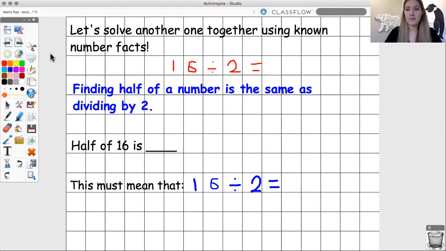Let's use number facts. So let's figure out what is 16 divided by 2. And let's remember, finding half of a number is the same as divided by 2. So I'd like you to have a think about what is half of 16. Try not to use any items. Try and do this in your head. Don't use the bar model. Just think about in your head, what is half of 16? Off you go. I'm going to pause.